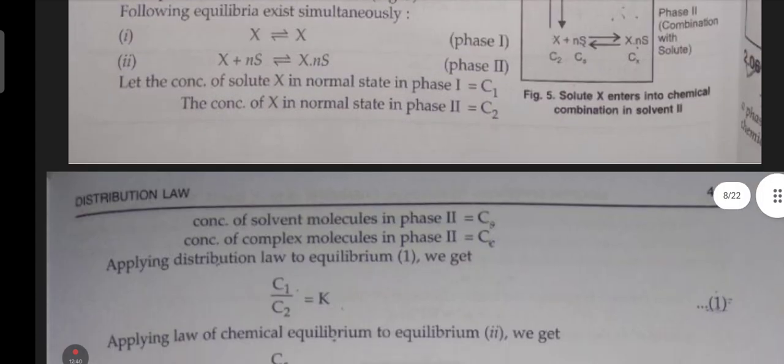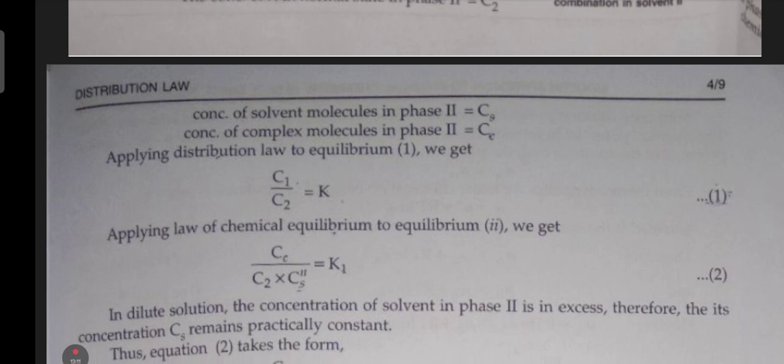Let the concentration of solute X in normal state in phase 1 be C1 and the concentration of X in normal state in phase 2 be C2. The concentration of a solvent molecule in phase 2 is equal to Cs. The concentration of a complex molecule in phase 2 is equal to Cc. Applying the distribution law, C1 upon C2 is equal to K. Applying the law of chemical equilibrium, we get Cc upon C2 into Cs is equal to K1.